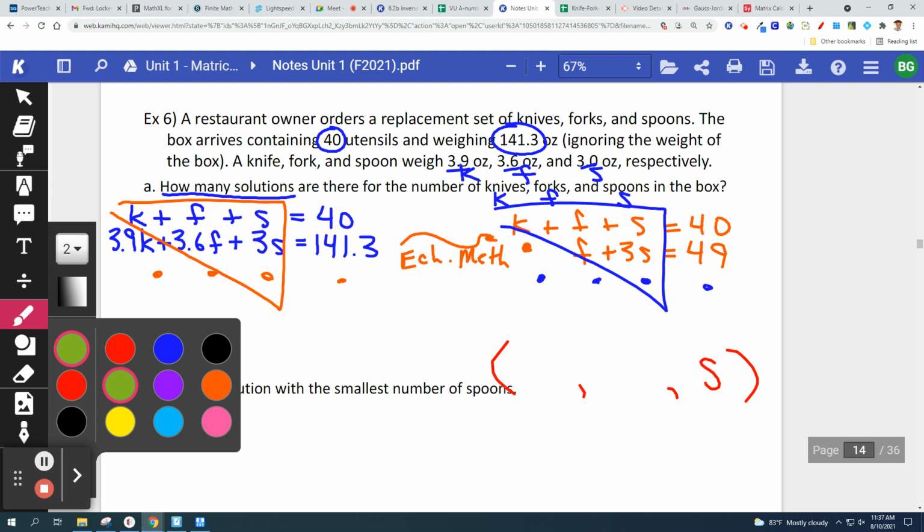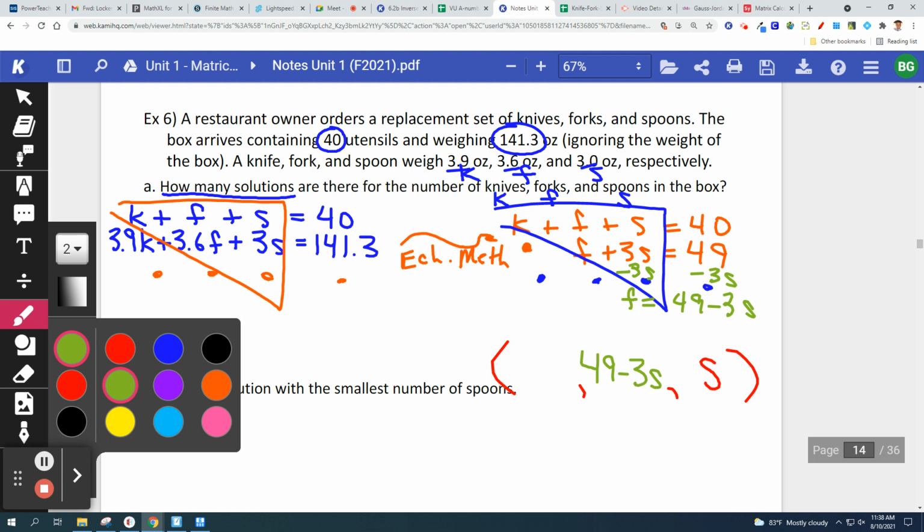If you notice the second equation, if we just ISO the F, we would get F equals 49 minus 3S. So the number of forks is 49 minus 3S. I'm going to put that right here, 49 minus 3S. I know that's kind of tricky, but what that means is pick a number. Let's say there are 5 spoons. If there are 5 spoons, then plug in 5 for S, and you'd have 49 minus 15 is 34 forks.